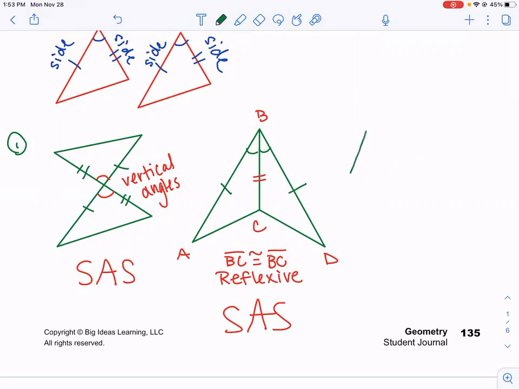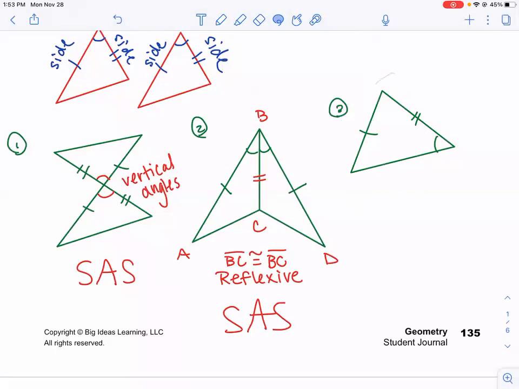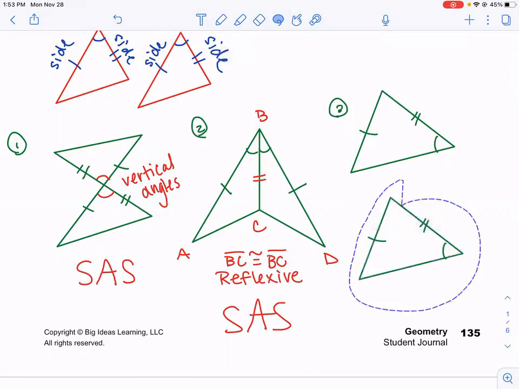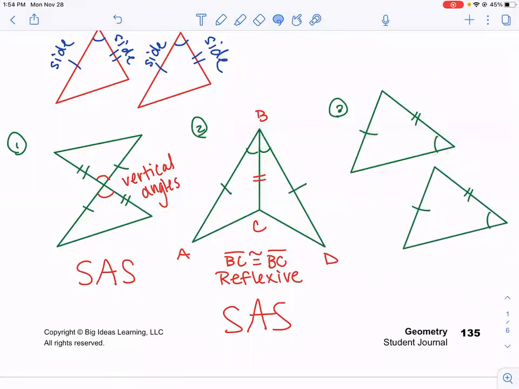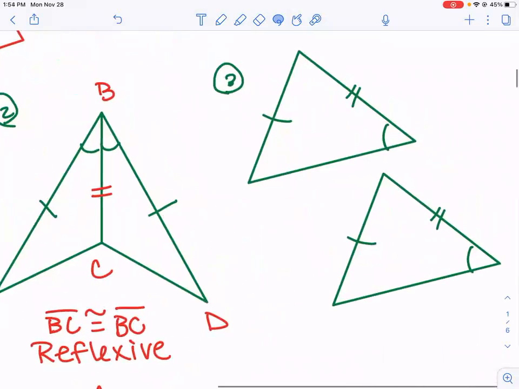Don't draw that. Go ahead and draw these two. This is example number 3. This is our last one on this page that we'll turn.